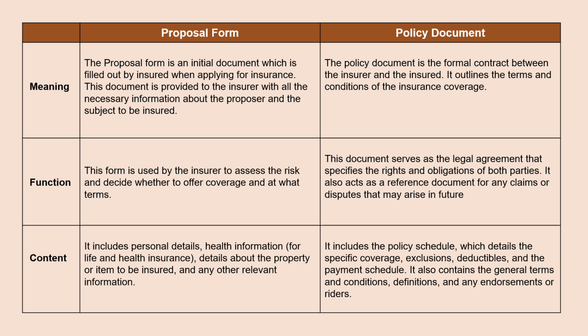general insurance. On the other hand, a policy document is a contract between the insured and the insurance company once coverage is offered. It serves as a legal agreement outlining the rights and obligations of both parties. This document contains details such as coverage specifics, plan type, exclusions, payment schedule, and more.